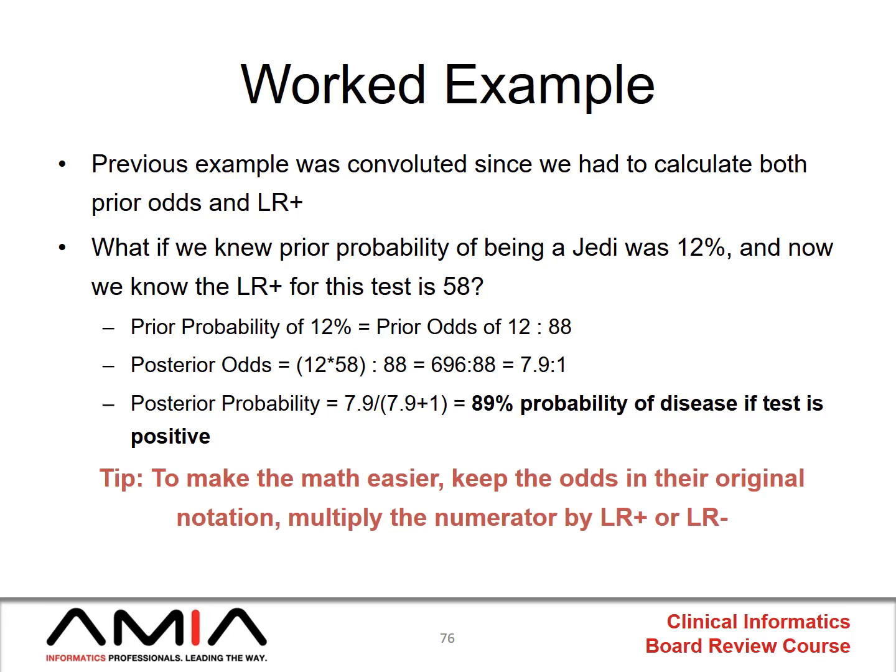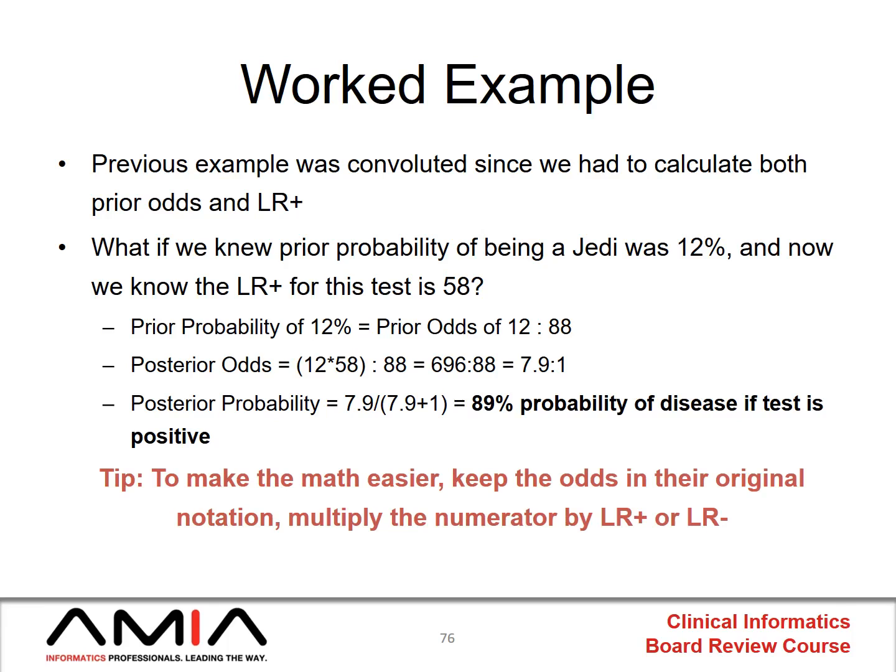If we know the prior probability of being a Jedi is 12%, then we can actually simplify the math of calculating the posterior probability. So a prior probability of 12% means there's a prior odds of 12 to 88. The posterior odds is that 12 to 88 odds multiplied by 58, my positive likelihood ratio, which gives me a posterior odds of basically 7.9 to 1 if you follow the math there, and then how I divided the top part by 88. And 7.9 to 1 odds is the equivalent of a probability of 89% if I convert back to probability.